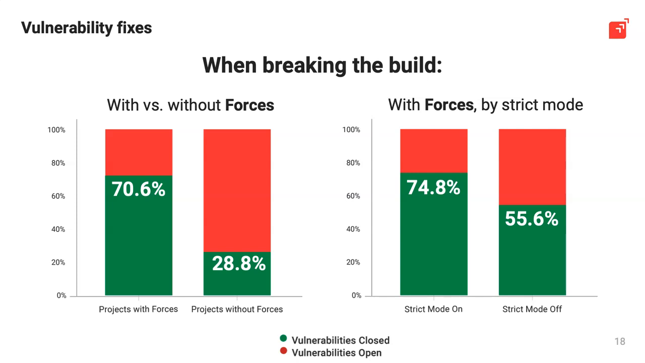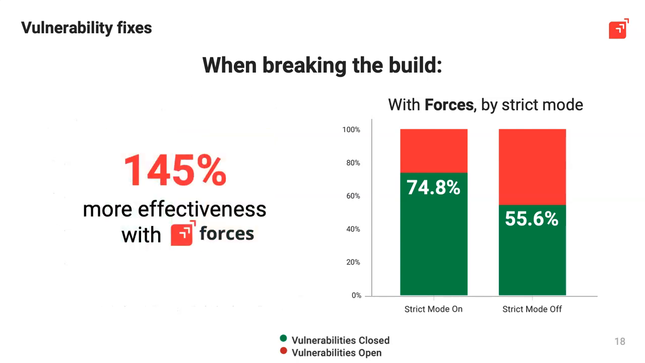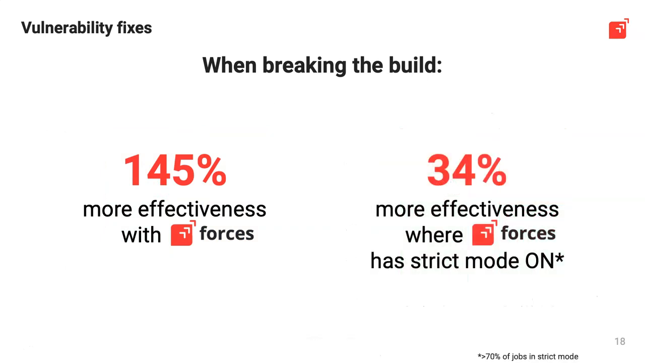On the left, the comparison is with versus without Forces. To the right, we have a more specific comparison. Of those projects using Forces, we compare a configuration, strict mode on versus strict mode off. In short, just using Forces is associated with 145% more effectiveness in closing vulnerabilities. And of those using Forces, having strict mode on yields 34% more fixes.